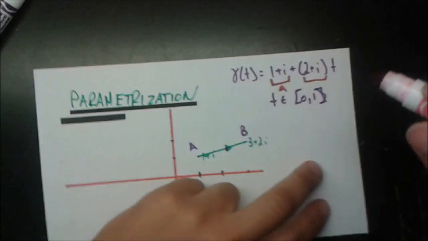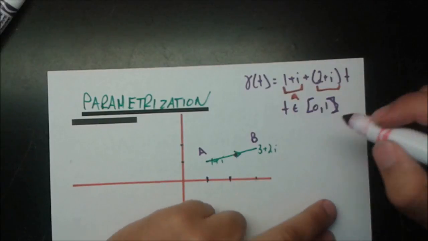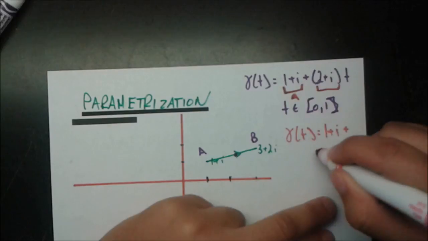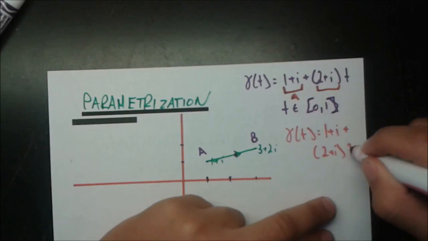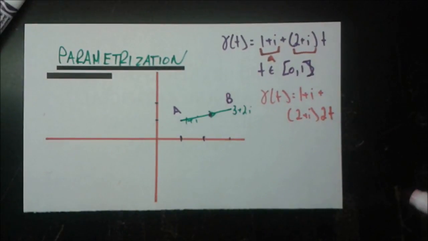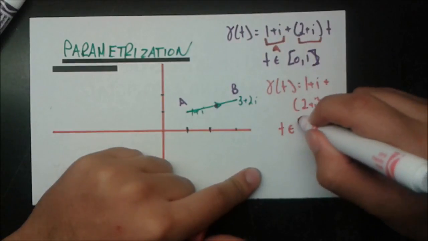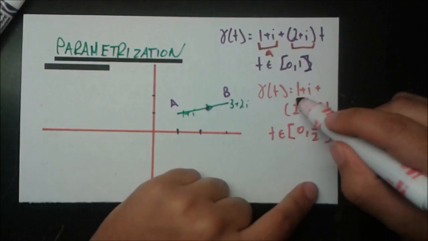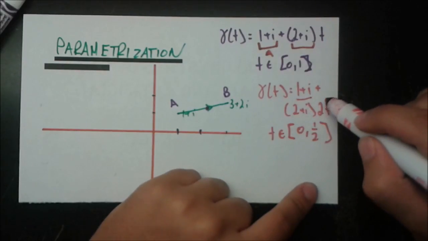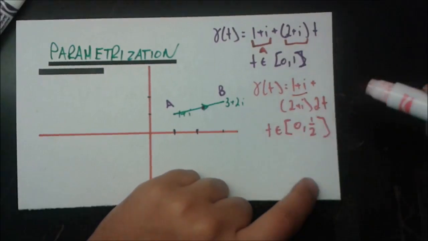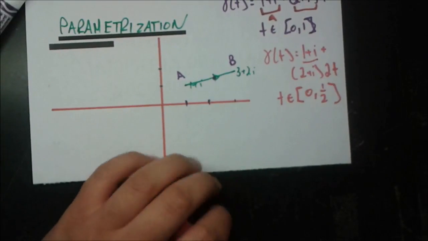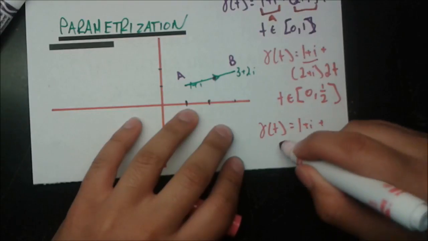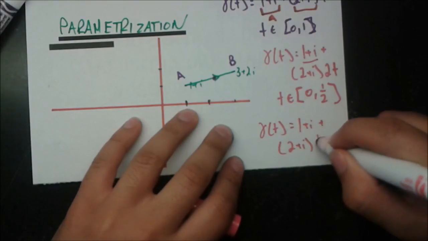But here's just as worthy another parameterization: gamma of t equals 1 plus i plus (2 plus i) times 2t, for example. But now, notice that my range of t's cannot be the same. I have to take it from 0 to 1/2. Because now when I plug in 0, it's still 1 plus i. When I plug in 1/2 here, then this 2t becomes a 1, and I get 3 plus 2i. Just to make my point clear, another parameterization would be gamma of t equals 1 plus i plus (2 plus i) times half t.